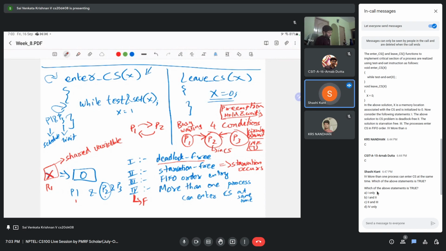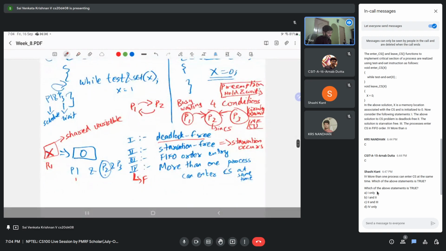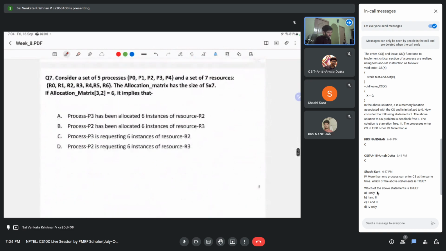Yeah, just check the solution, right? I'd be happy if you check it later and post it in the forum also. If the answer is wrong, the answer is A. Okay, thanks, Shashikant, for sharing this question. It was interesting. So, in that case, let's move on to question 7.